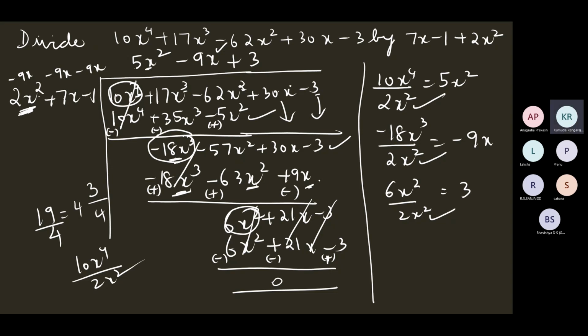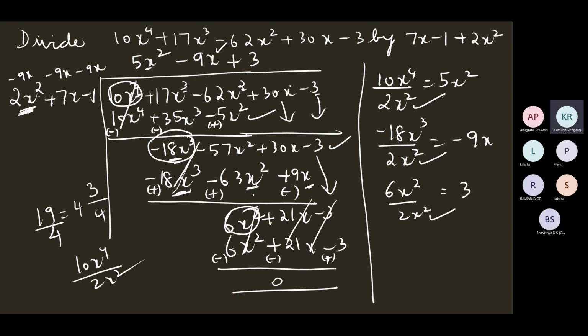After multiplying and writing out the terms like this, change the signs. So the first terms get cancelled. Simplify the others and get the new dividend. And this minus 3 is not used, so that will come down.